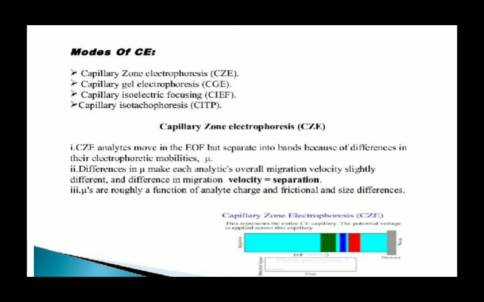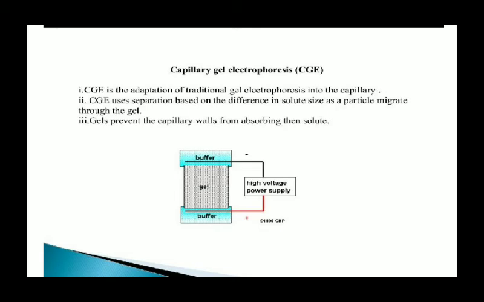This mode of capillary electrophoresis provides effective separation of charged species, including inorganic anions and cations, organic acids and amines, and large biomolecules like proteins. That is about capillary zone electrophoresis.